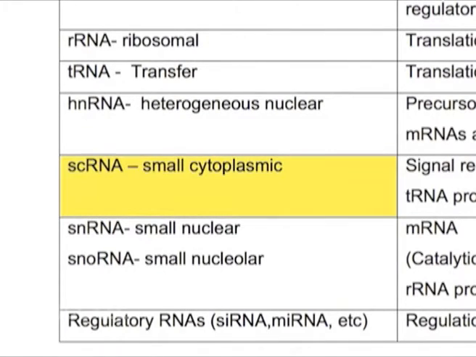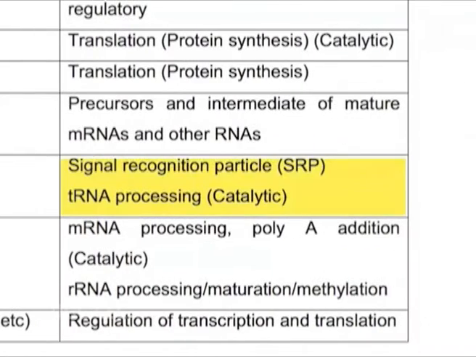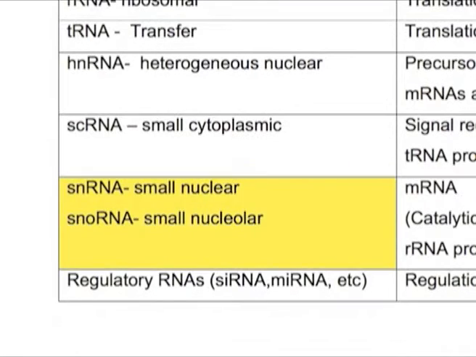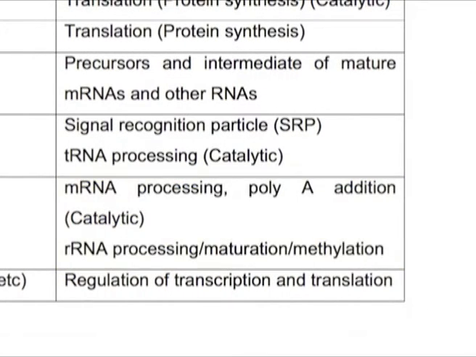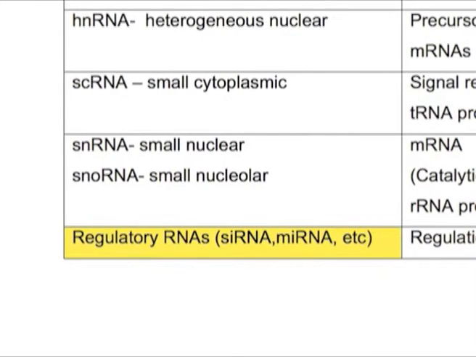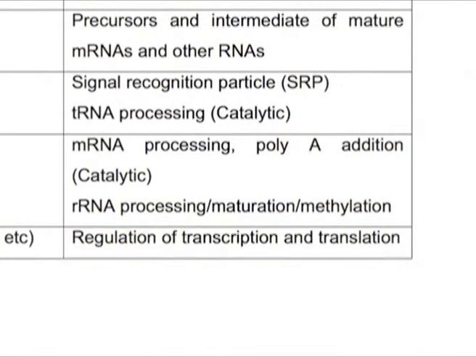Small cytoplasmic RNA, that is scRNA, signal recognition particle SRP or tRNA processing, and this is catalytic in nature. snRNA or small nuclear RNA, and snoRNA, that is small nucleolar RNA. It helps in mRNA processing, poly A addition, it is catalytic in nature, and small nucleolar RNA helps in rRNA processing, maturation or methylation. Now, the regulatory RNAs, that is siRNA, miRNA, etc., regulate transcription and translation.